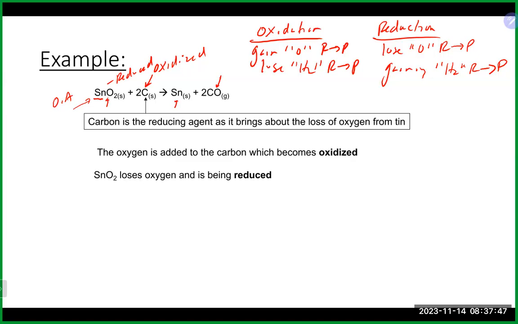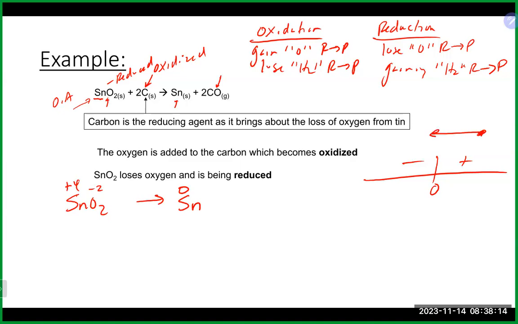In this particular case, we actually do have a metal here, so we can just look at the tin and see what's happening with the tin. The oxygen here, when we look at something like SnO2, oxygen is a -2 charge. There's 2 of them, which means that's a +4. And on the other side, we have tin that has basically no charge as it's by itself. So once again, if you just looked at the tin, it started at +4 and ended at 0, which means it is going through reduction, as we have imagined as well.